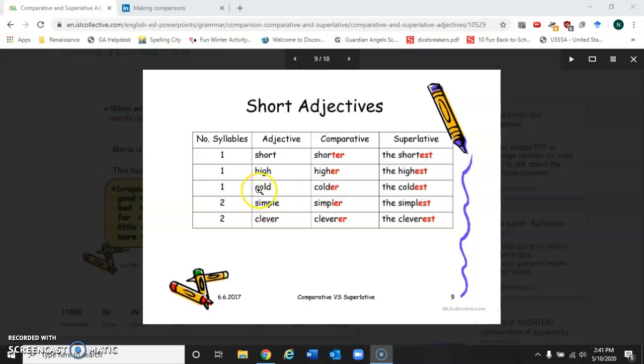All right, so cold. January is colder than October, coldest. But February is the coldest month of all. So you're comparing smaller words with ER and EST.